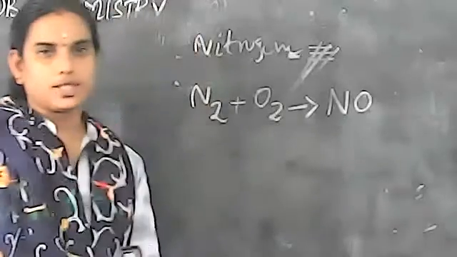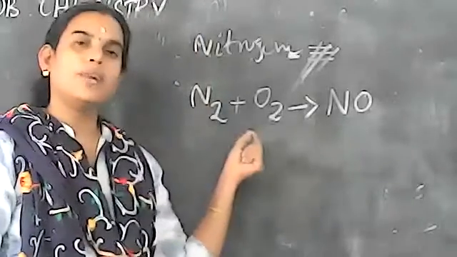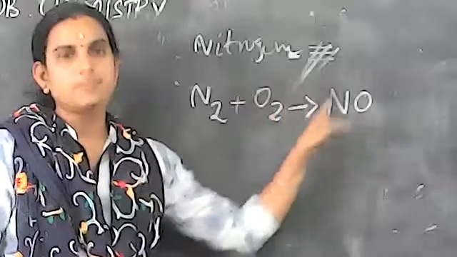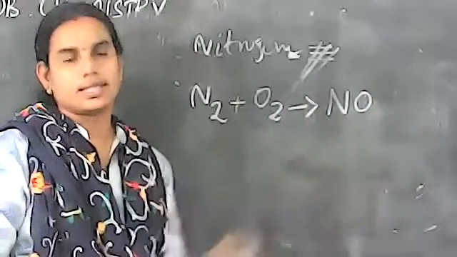Okay, this is our first step. What is the first step during lightning and thunder process? When nitrogen combines with oxygen to produce nitrous oxide.